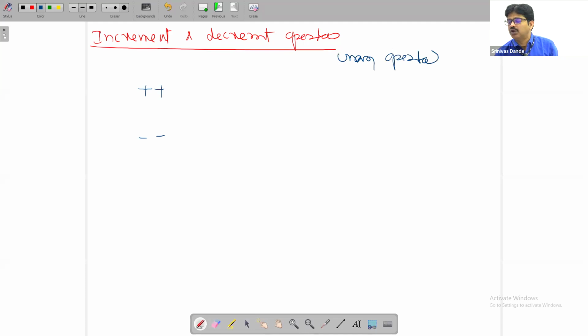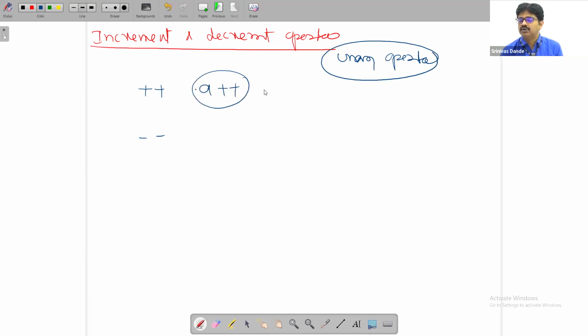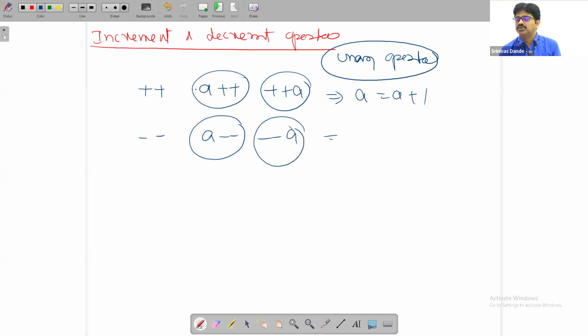It means only one operand is allowed. Suppose I use a plus plus, or plus plus a, I can use either this side or that side, which is equivalent to a equals a plus 1 only. Same, a minus minus or minus minus a you can use, which is equivalent to a equals a minus 1. At a high level, just increase by 1, decrease by 1. Simple.